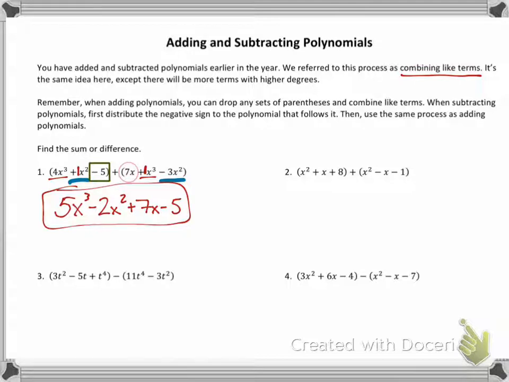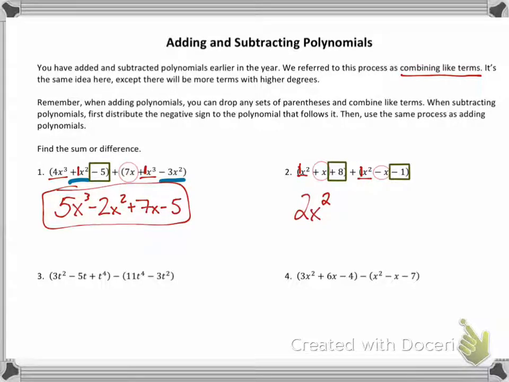Number 2 is the same idea. We're adding once again. So I'm going to go ahead and put the squareds together. I'm going to put my x's together. And I'm going to put my constants together. So if I have x squared and x squared, again, if you need those invisible ones, put them in. x squared plus x squared is 2x squared.